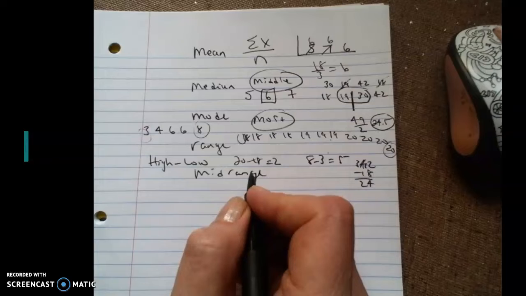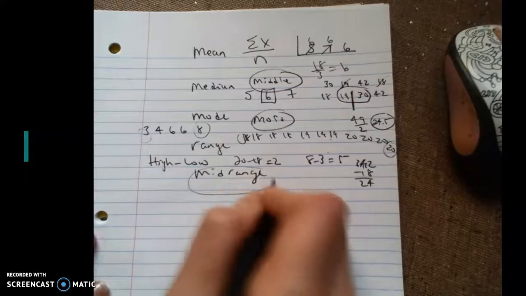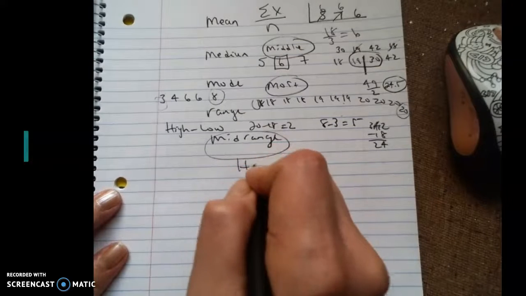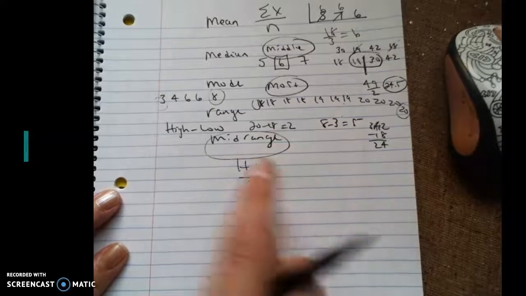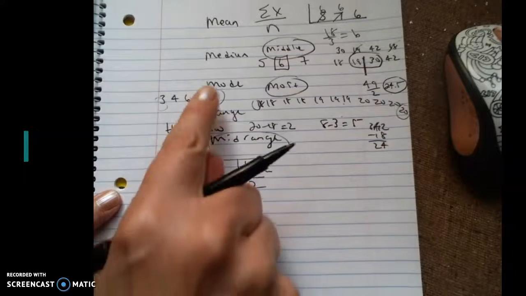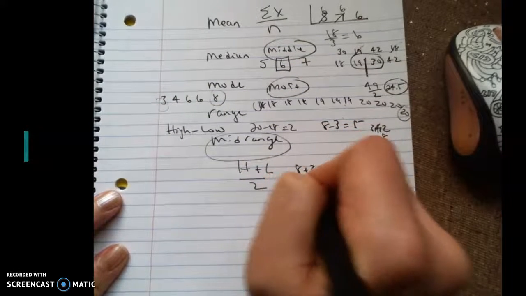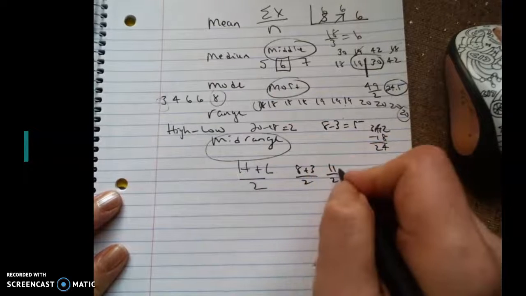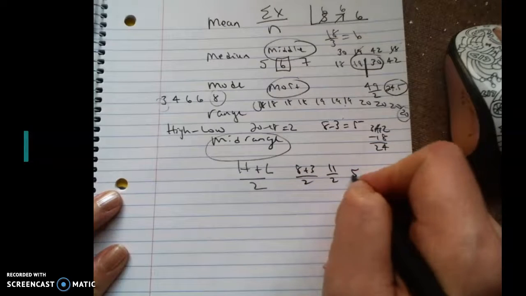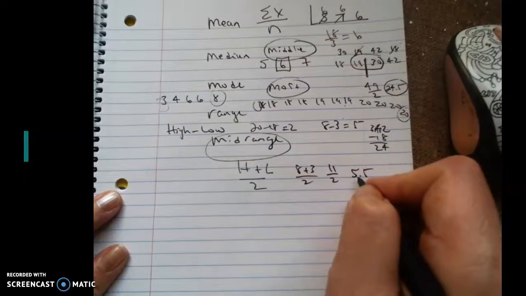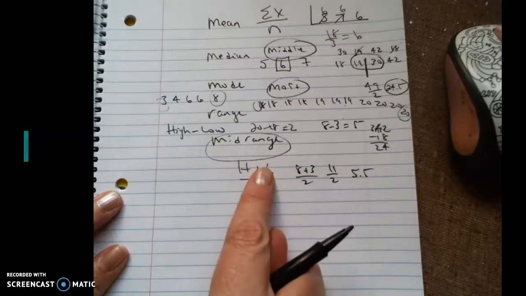And then we have the mid-range, which is kind of the average of the high and the low. So if you take the high plus the low and divide by 2, that's the mid-range. So like here, the high and the low, 8 plus 3 divided by 2, 11 divided by 2, which is going to be 5.5. That's your mid-range when you average the high and the low.